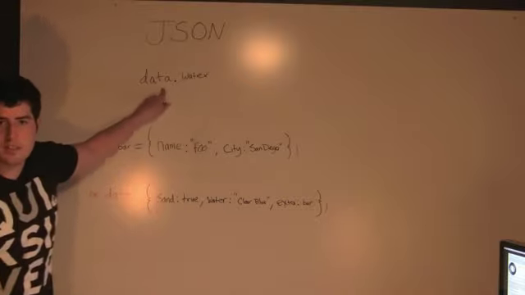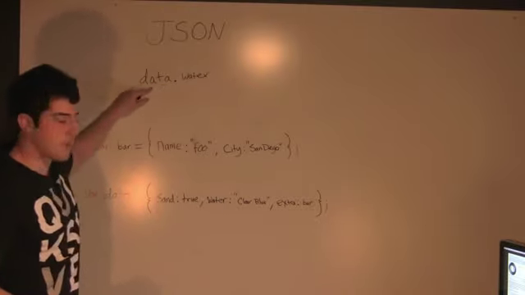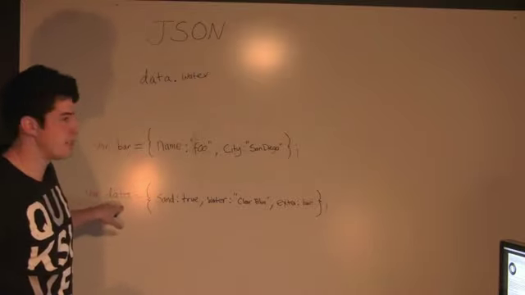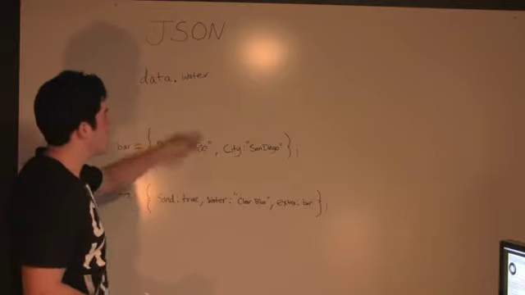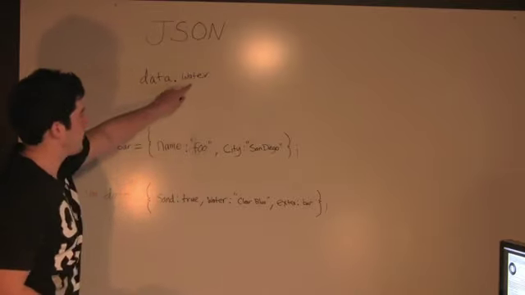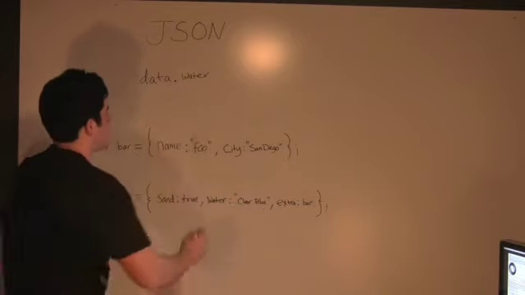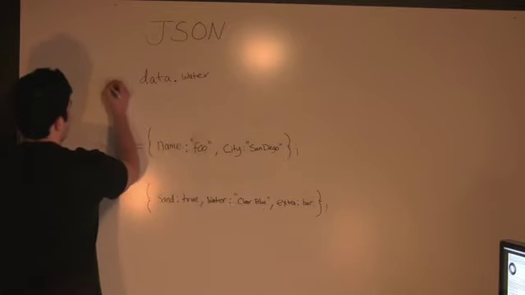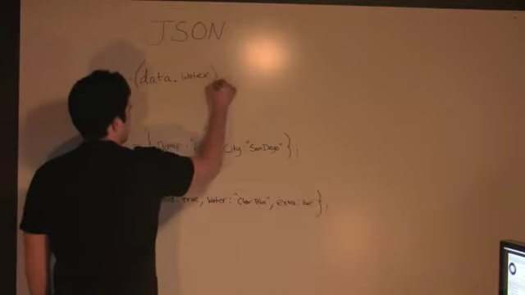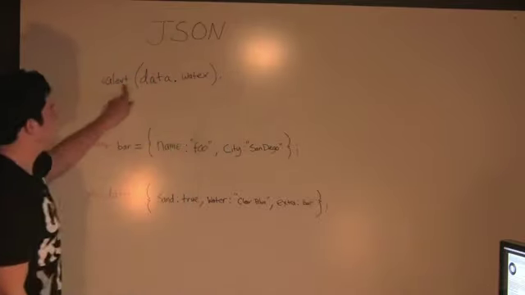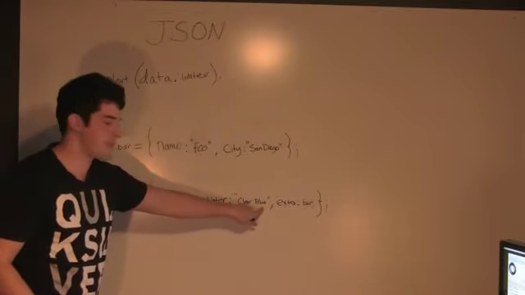Now by doing data.water, I'm referencing right here this data object, and then I'm going into it and referencing the property water. And so this will end up giving me back the value clear blue. So I could wrap it in an alert. And this alert, when run in JavaScript, would alert clear blue.